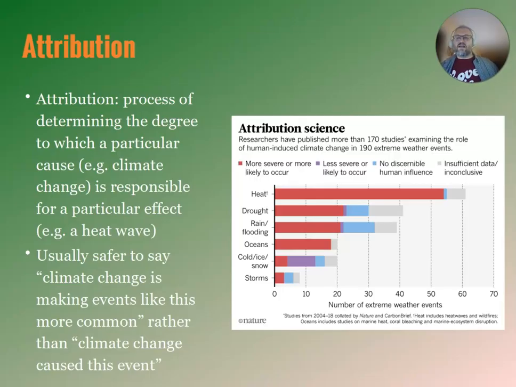And so in general, and especially in the immediate aftermath of an event, when we don't have attribution studies yet, it's usually safer to say climate change is making events like this more common rather than saying climate change caused this event. So if we were to have a big heat wave, it would be reasonable to say climate change is making heat waves like this more common, rather than to say climate change caused this particular heat wave.